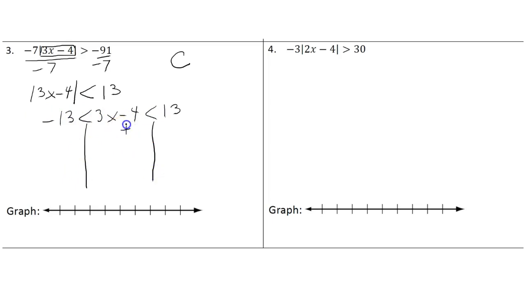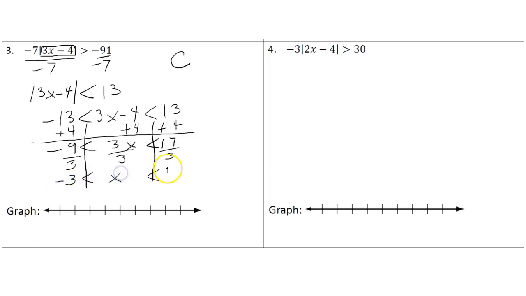To begin solving this, add 4 to all three sections. This gives us 3x is less than 17 and greater than negative 9. Now divide all three sections by 3. This gives us x is greater than negative 3 and less than 17/3. This is our solution. In order to graph the solution, we need to find approximately where 17/3 is on the number line.